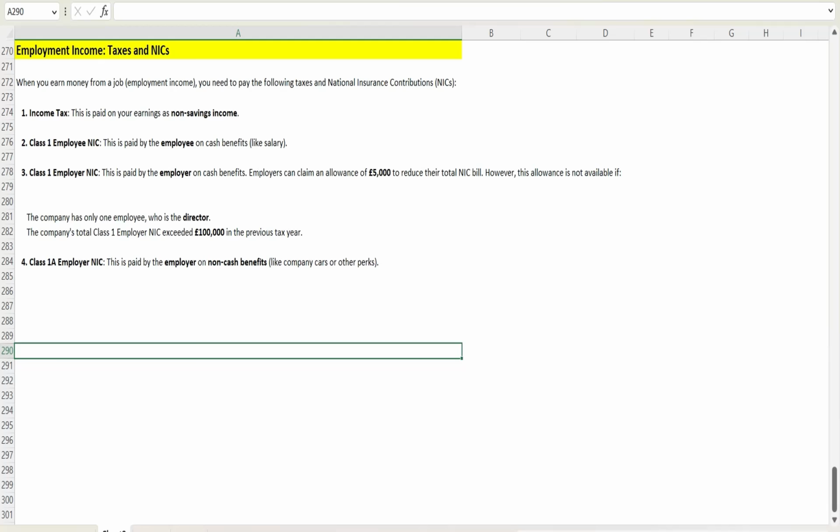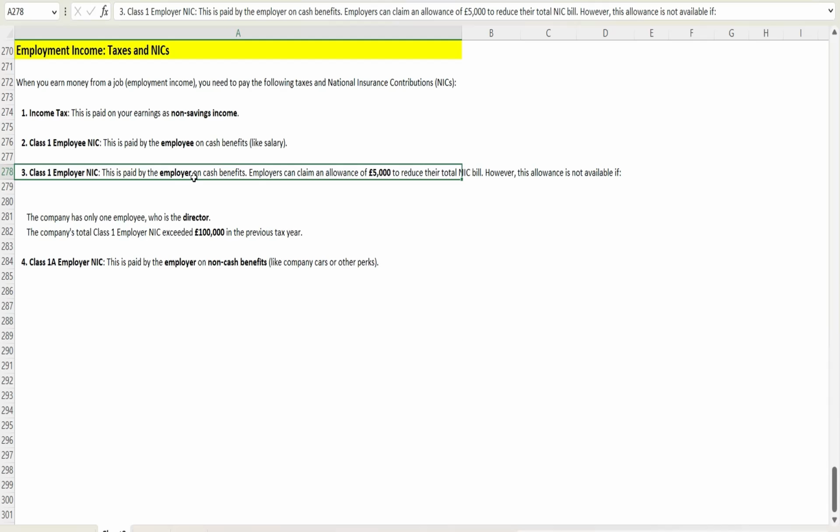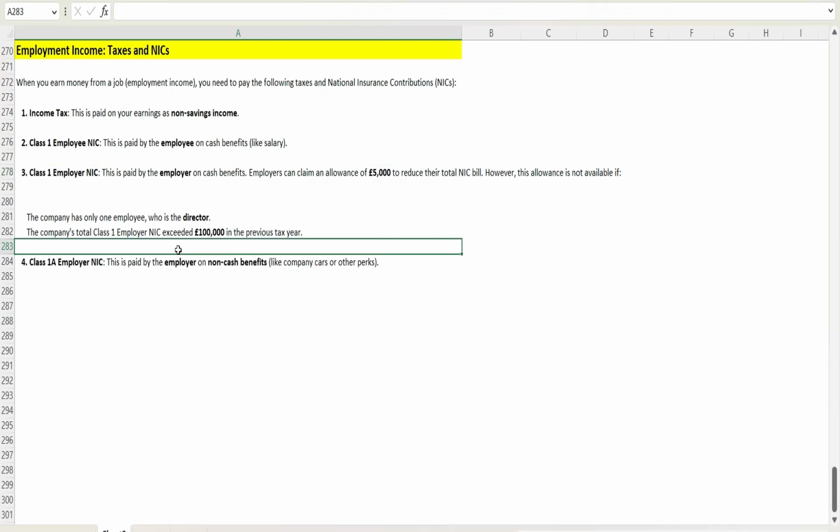One more thing you must know about class 1 employer NIC is that the employer has a certain allowance available, that is 5,000, to reduce their total NIC bill. But this is not available if the company has only one employee who is a director, or if the company's total class 1 employer NIC exceeded 100,000 in the previous tax year. If either of these two factors is present, then the allowance will not be available. Otherwise, they can claim the 5,000 allowance to reduce their NIC bill.